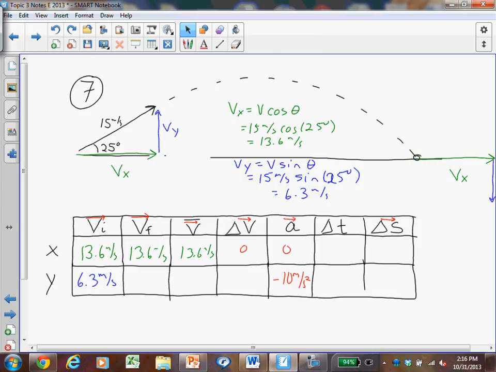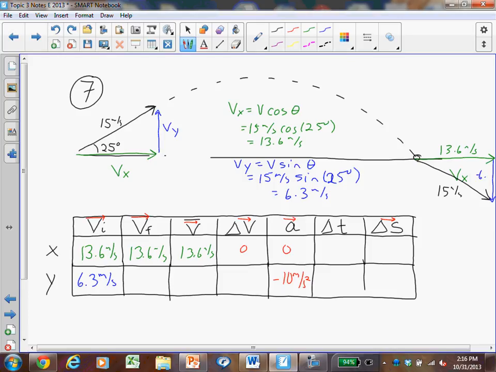It's better that's off anyways. All right, there's that. So once it gets over here, we'll have the same 15 meters per second, and it will be found with this Vx of 13.6, and the Vy at this point is what? Negative 6.3. So you see where that comes from? So this is actually minus 6.3 meters per second.